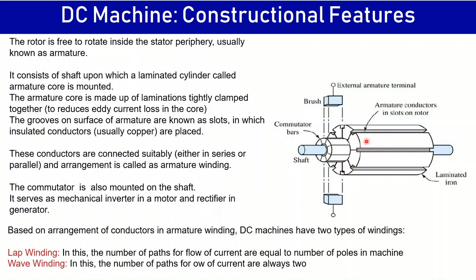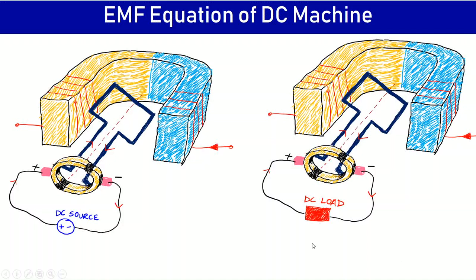The armature winding can be of two main types. One is known as the lap winding, in which the number of paths for flow of current is equal to the number of poles in the machine. Whereas for a wave winding, the number of paths for flow of current is always 2. Now both in the case of a motor as well as a generator, the armature conductors rotate in a magnetic field, and hence an EMF will be induced.